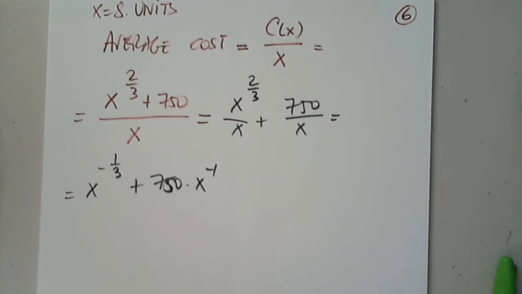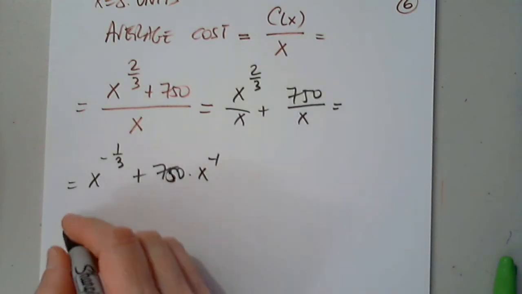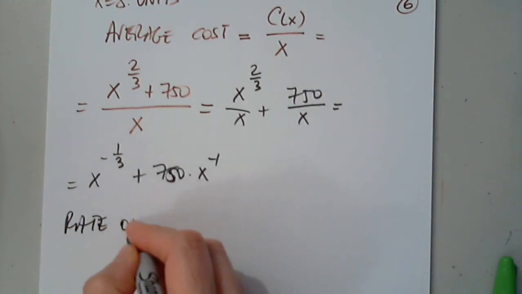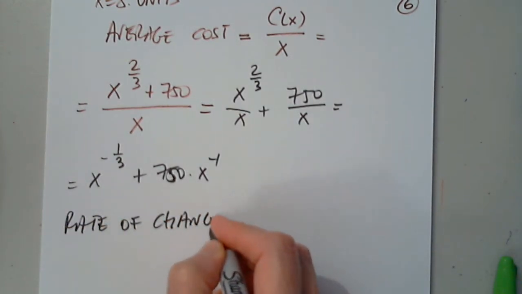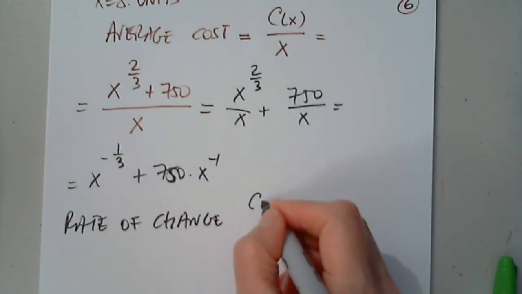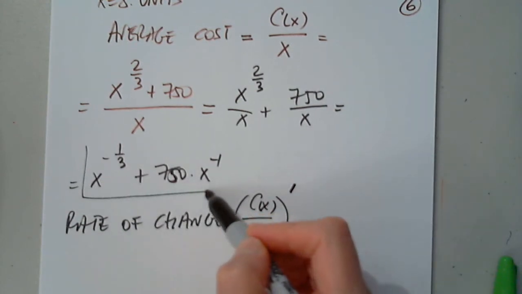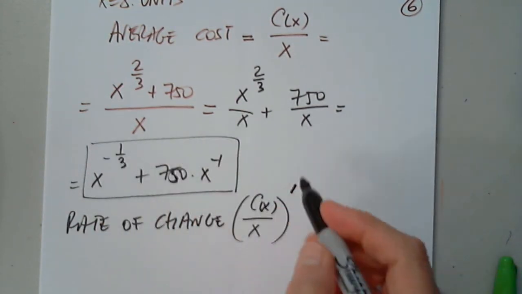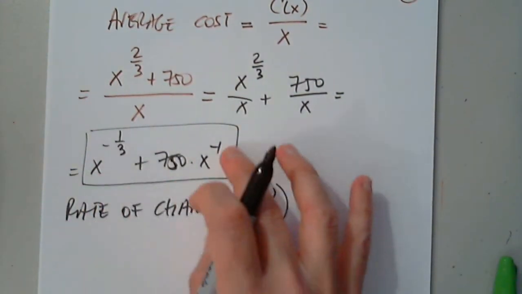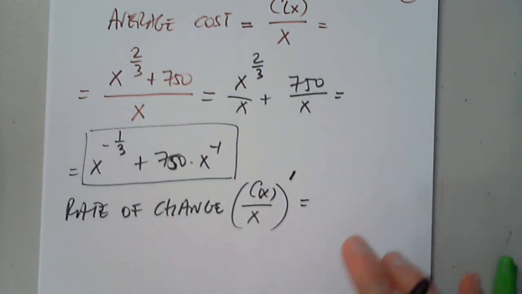So now they're asking us to find the rate of change. By definition, that will be C of x over x, prime. So this function, but differentiated. Can anyone differentiate this function, and then I'll write it here?